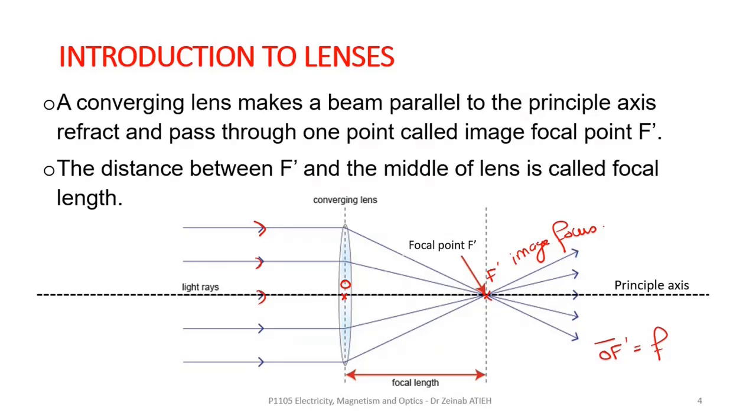So a converging lens makes a beam parallel to the principal axis refract and pass through one point called the image focal point F prime. As I have said, light comes parallel and meets in the image focus, or focal point F prime. This F prime is real for a converging lens because in reality the rays of light will meet. The distance OF prime, where O is the center or middle of the lens, is called the focal length of the lens.